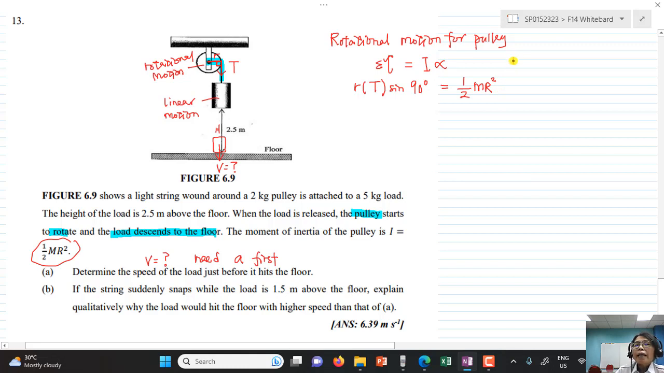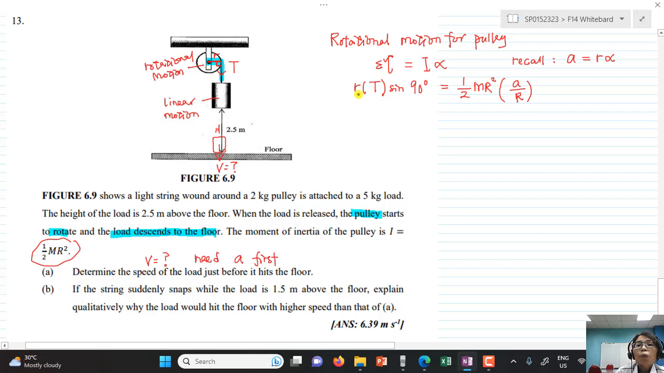So again, we recall, we can relate the angular acceleration with the linear acceleration, whereby a is R alpha. So I put it down here. So I rearrange, the alpha will be a over R. So the R here refers to the radius of the pulley, capital R. So I put in the value.